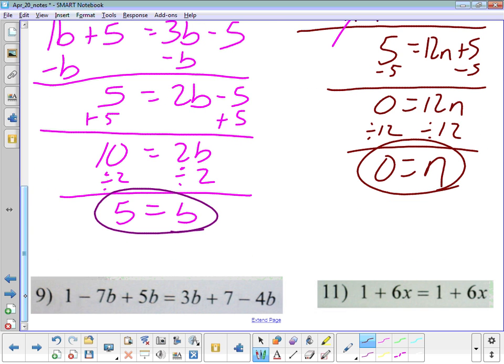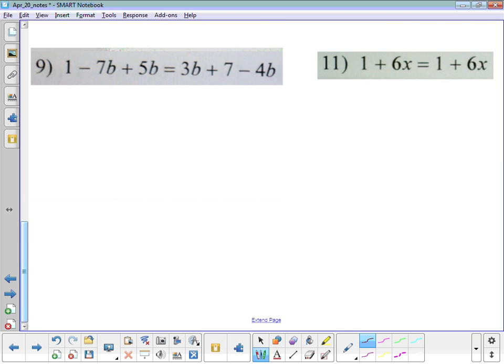Seems to be a pattern going on here. Okay, so now let's look at these two problems. Number 9, notice there's lots of stuff in there, so that must mean we have to have some simplification.